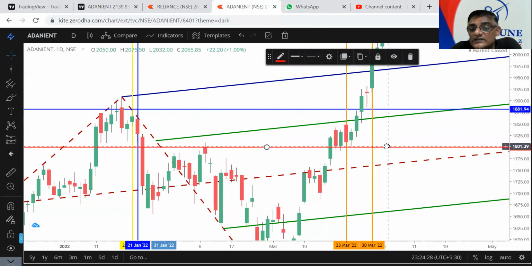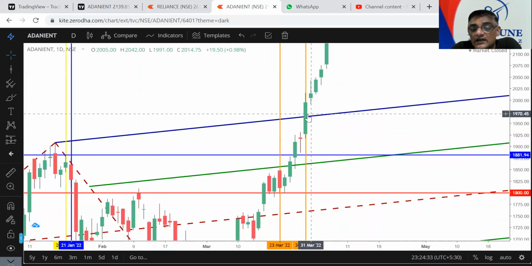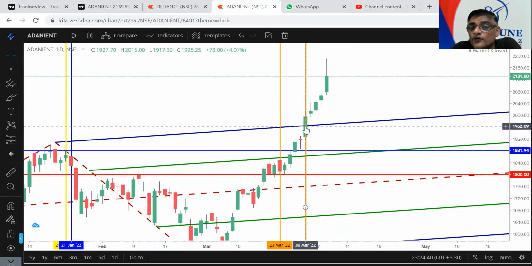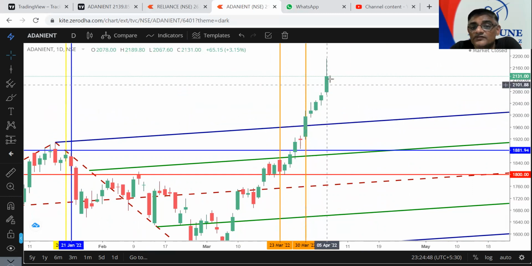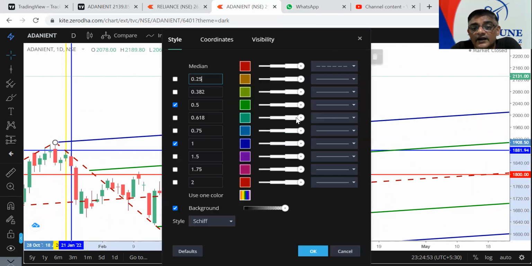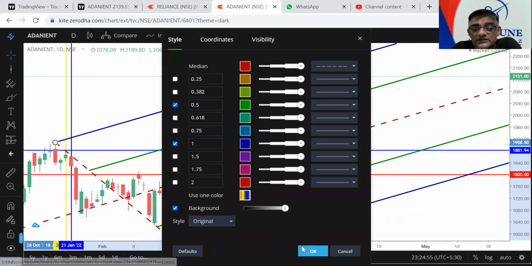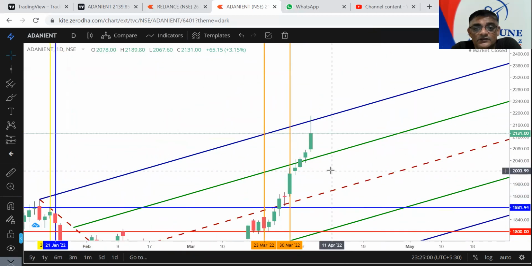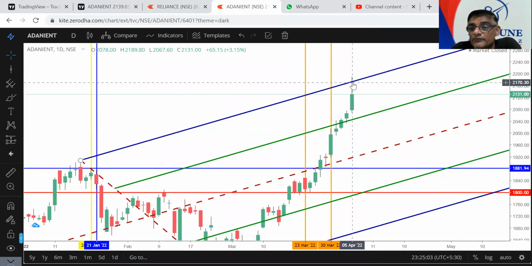Once this low held and it busted, the next date was 30th March, which gave 4% on a single day and crossed the pitchfork topmost angle based on another parameter. Then you are seeing another rally. Now if I change this to the original, the top is done. The top is done based on pitchfork analysis.